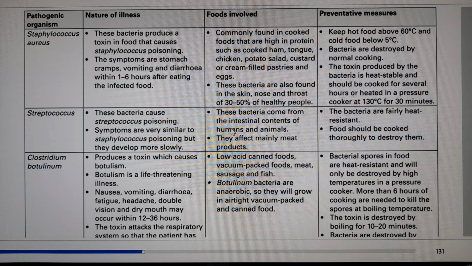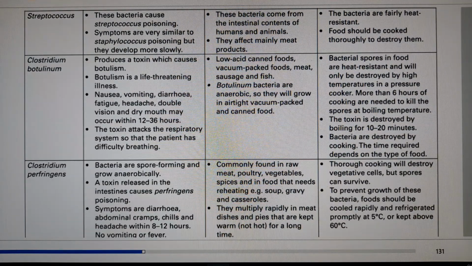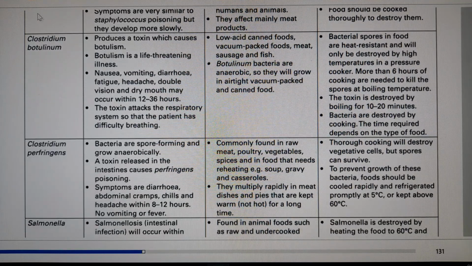Okay, so what is the food involved here? These bacteria come from intestinal contents of humans and animals. They affect mainly meat products. So normally your intestinal meat. The bacteria are fairly heat resistant. Food should be cooked thoroughly to destroy them. So if you cook food, you won't have a problem with this bacteria.